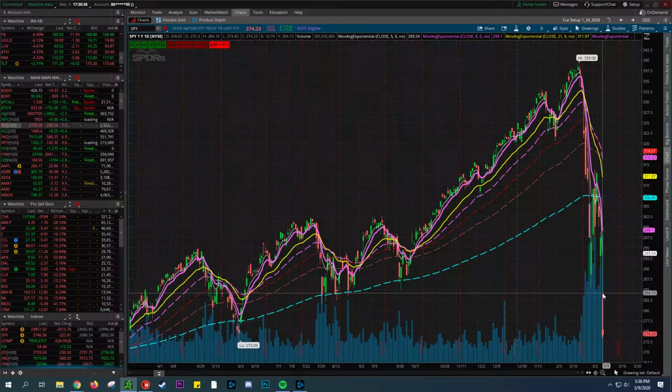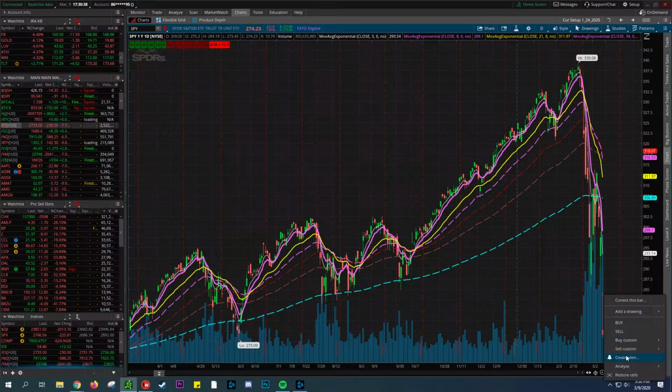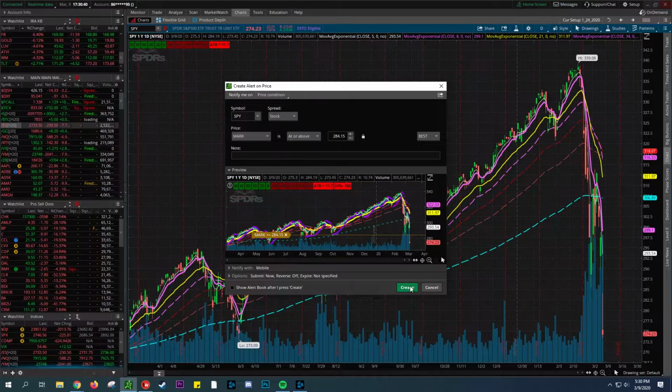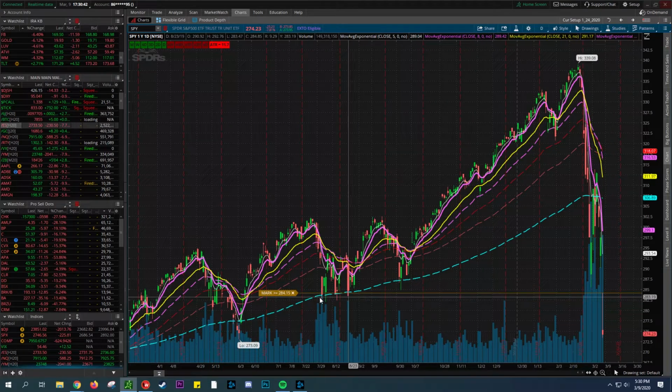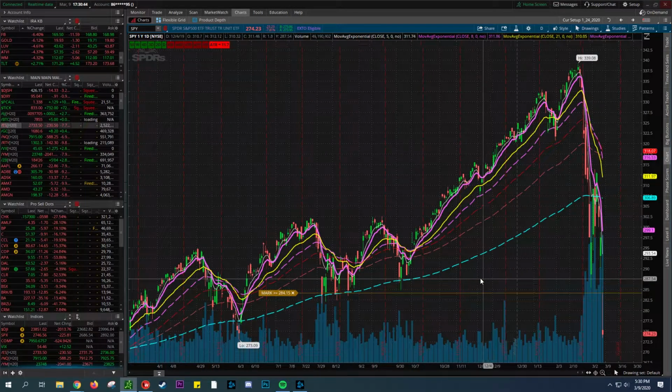I'm going to start drawing some lines here. So this is how I'm going to start breaking it down. I'm going to start creating alerts here. This right here, it needs to break above this, of course, the gap. It needs to fill that gap.